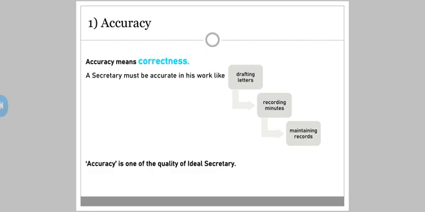Secondly, while recording minutes, what are minutes? Minutes are nothing but a small summary, or I can say a note which the secretary records during the meeting. That recording should be free from all errors. And lastly, while maintaining records, all the figures or whatever information the secretary is recording should be free from errors. It should be correct. Accuracy means correctness, so whatever work the secretary does should be correct. This quality of being correct is one of the perfect qualities of an ideal secretary.